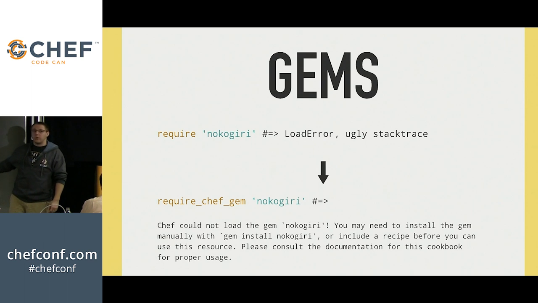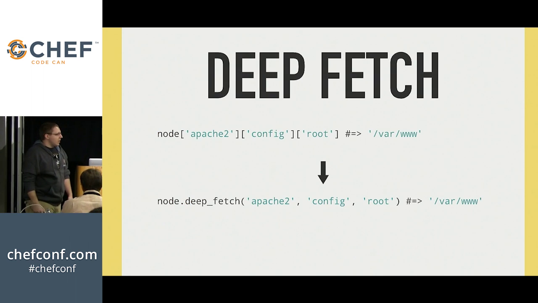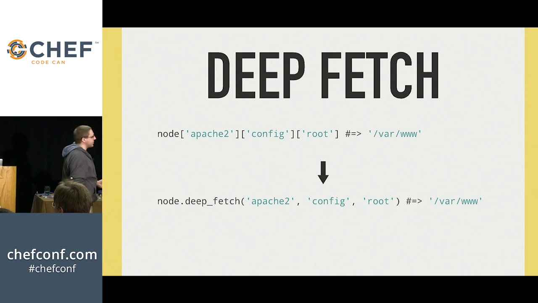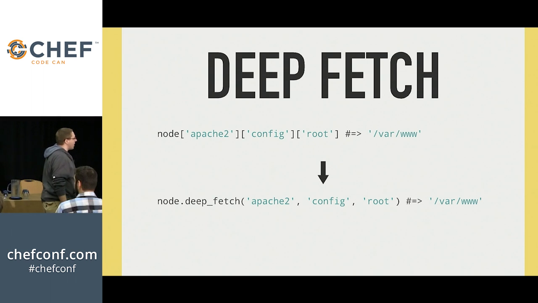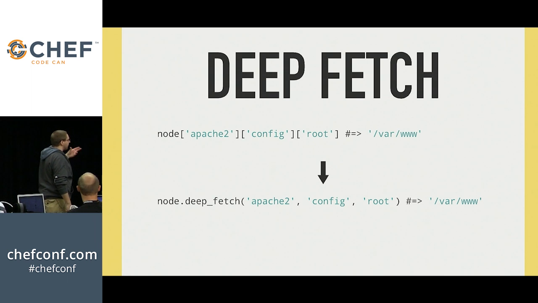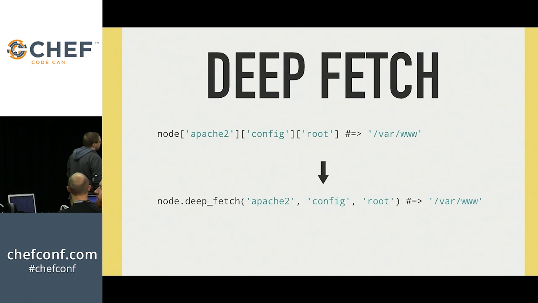So if you are writing a library that's consumed by other people, you should definitely look into using require chef/sugar to make your life easier. Deep fetch. If you don't like the bracket notation, you can use node.deep_fetch, which allows you to specify an arbitrary list of arguments that get fetched down into the hash.